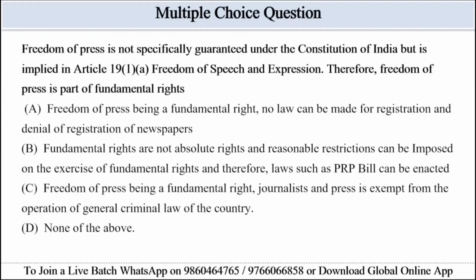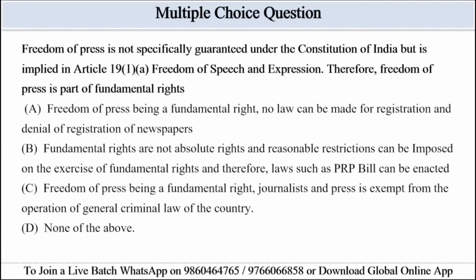In case of option C, journalists and press are exempt from general criminal laws. This is clearly wrong. The passage itself discusses journalists being proceeded against under UAPA and sedition. The problem is misuse, not total exemption.